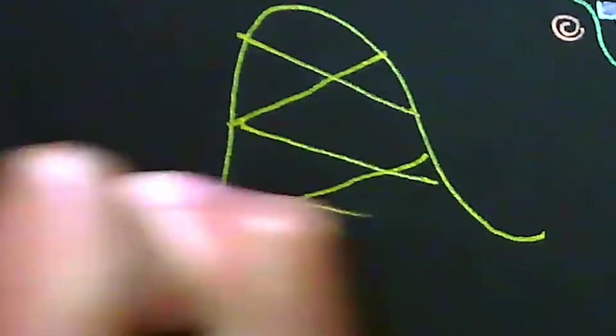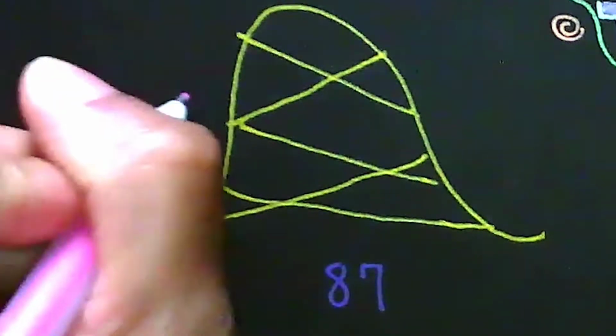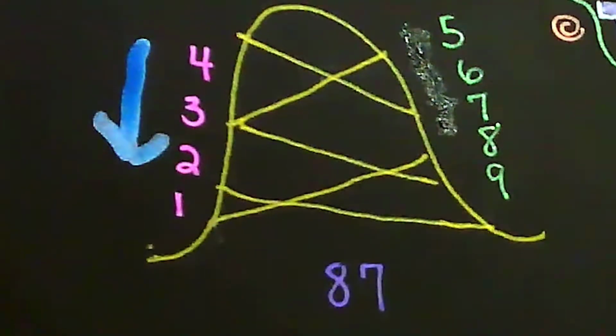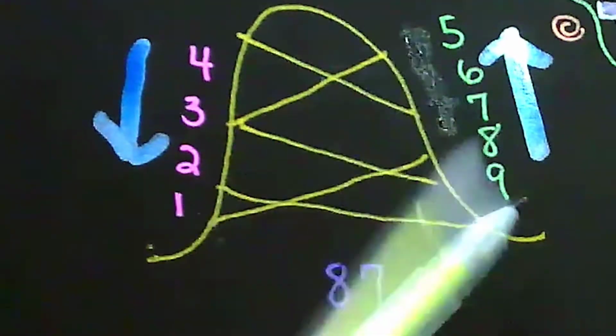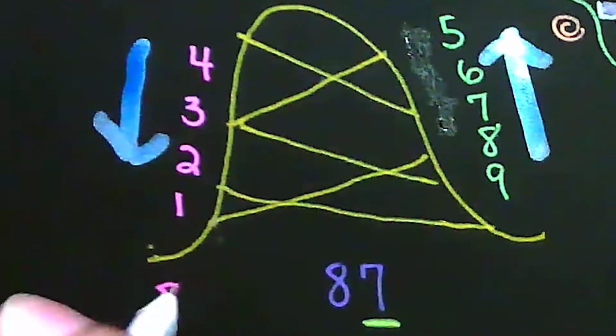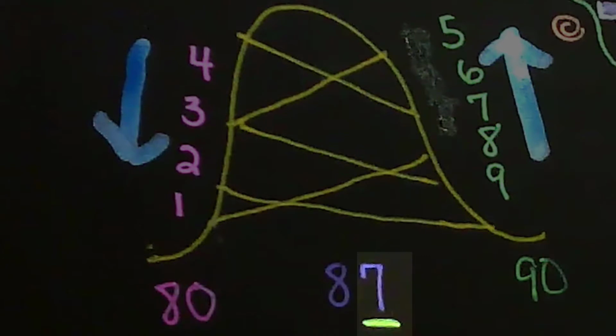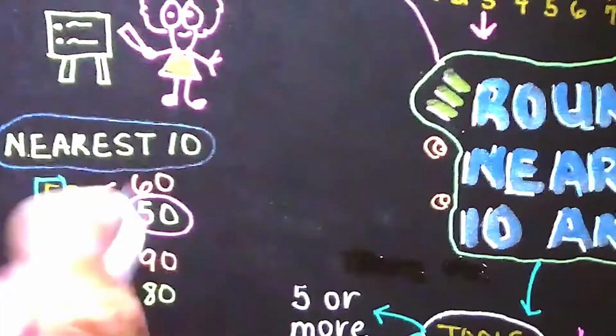Let's try it again using our rounding roller coaster. The numbers 1, 2, 3, and 4 tell us to round down. The numbers 5, 6, 7, 8, and 9 tell us that we should round up. 87 is between the numbers 80 and 90. We're looking at the digit 7, which is in the ones place. 7 is on the upside of the roller coaster. Therefore, 87 rounded to the nearest 10 is 90.